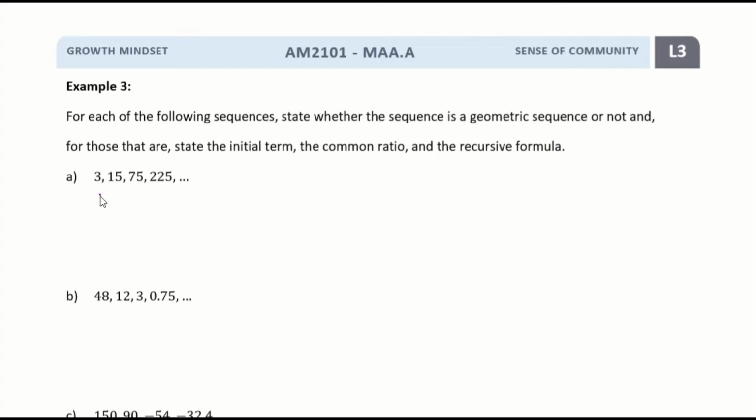The idea is you can see 15 divided by 3, then you get 5, right? 75 divided by 15, what do you get? Yeah, you still get a 5. But when you move on to the next one, when you use 225 divided by 75, you realize that it actually gives you a 3. So that's why this is not a constant number that you multiply. So this is no. The idea is there's no common ratio, or you can say that the ratio is not common.